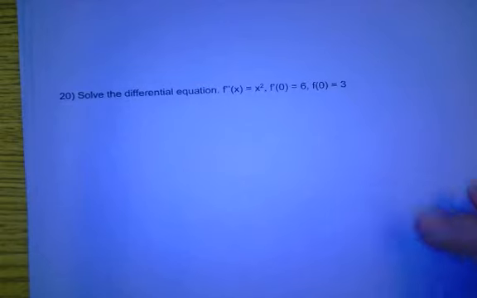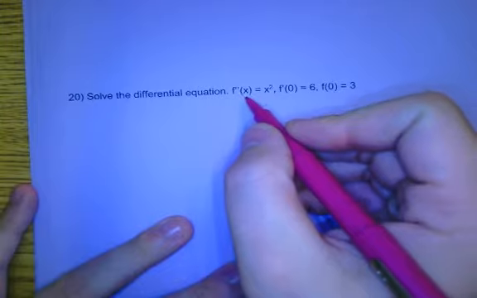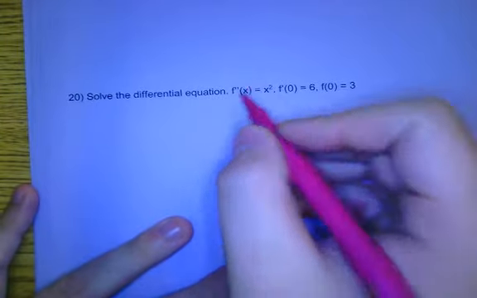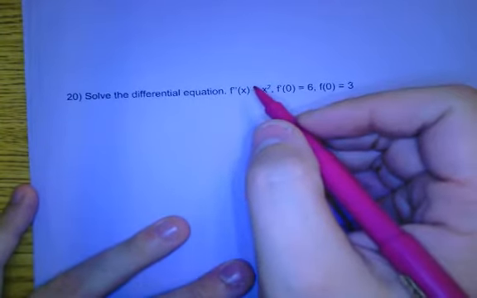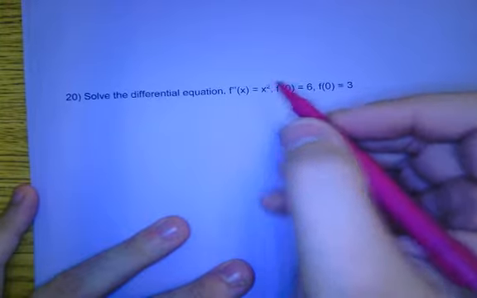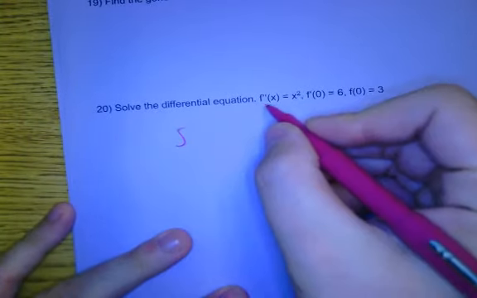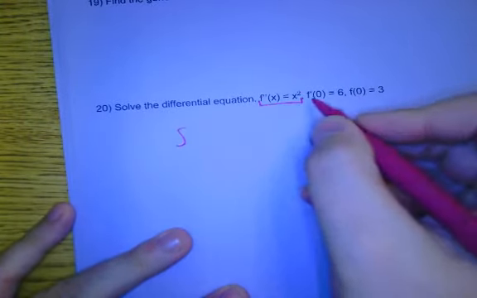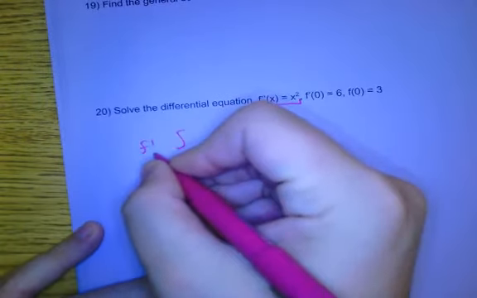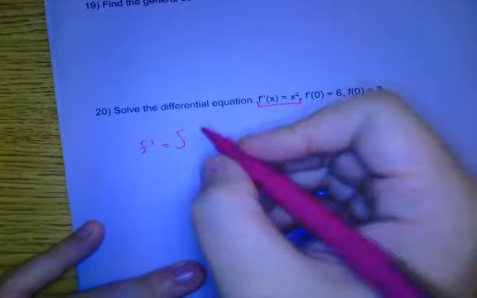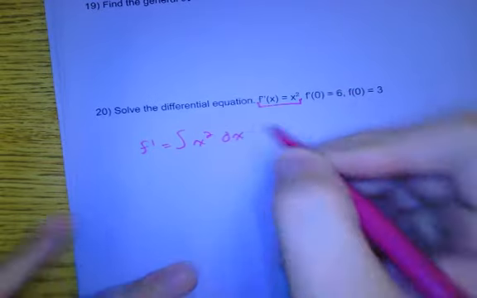I like 28 a little bit. It's got a little problem here. It's like 2 of those problems we just did into 1. So solve the differential equation. Now, when I find the antiderivative of f double prime, I just find the derivative. So when I find the antiderivative of this, I'm going to get f prime. Okay? So f prime is equal to the antiderivative of x squared dx.